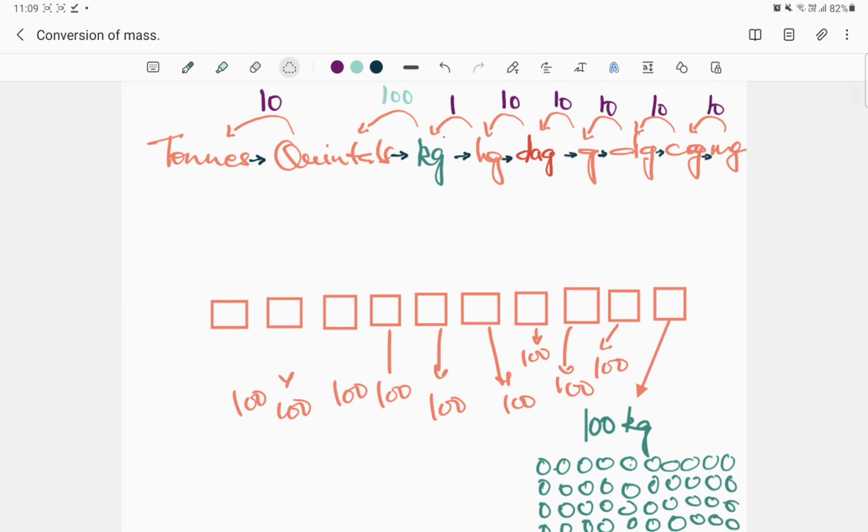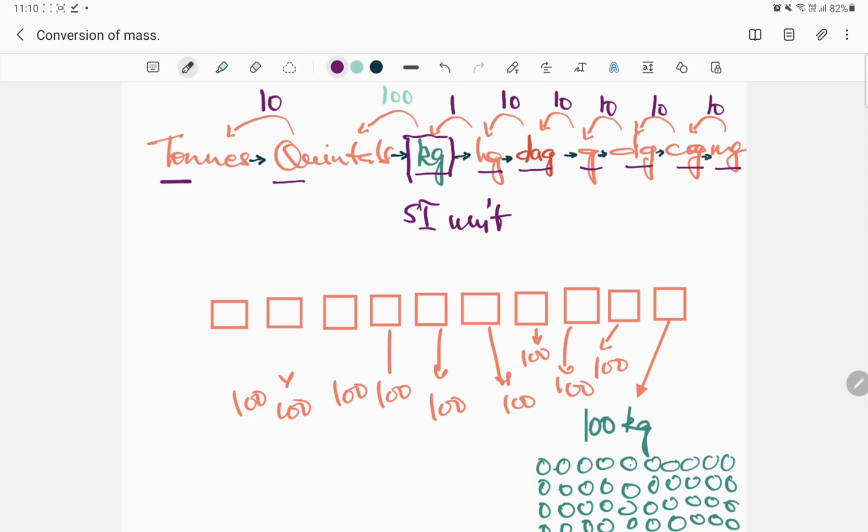So let me rapidly introduce you to the different terms of units of mass and the newer units. Let's start with the larger unit. So we've got a unit called a ton, and then we've got a unit called a quintal, and then kilogram. Now remember, kilogram is the SI unit of mass. And then we've got a hectagram, a decagram, a gram, a decigram, centigram, and a milligram.